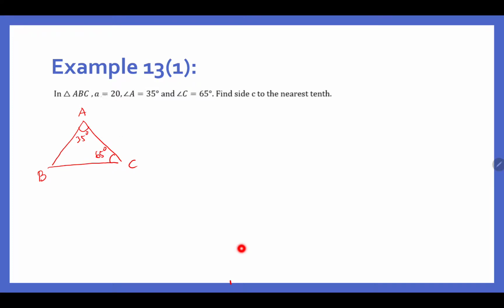And a. What is a? Side a is always on the opposite side of angle A. So which means the side a is equal to side BC. So 20 is here. Okay, so you need to find c. What is c? c is always on the opposite side of angle C. So c is here, maksudnya. Okay, nak cari nilai c.